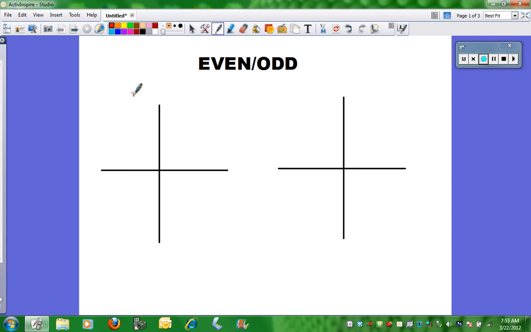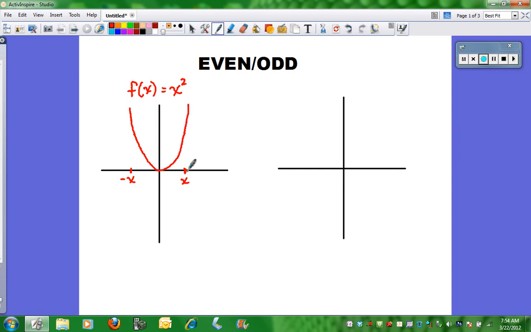If you remember, a very basic even function is f of x equals x squared. The reason it's an even function is because for every x there's a y, and for every negative x there's that same value of y. You know what x squared looks like. It's a parabola going through the origin like this.